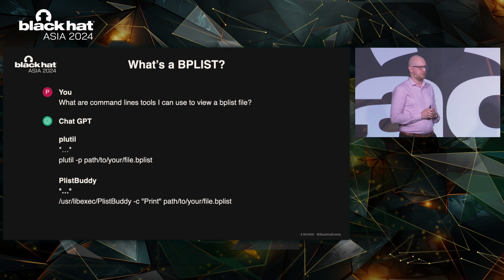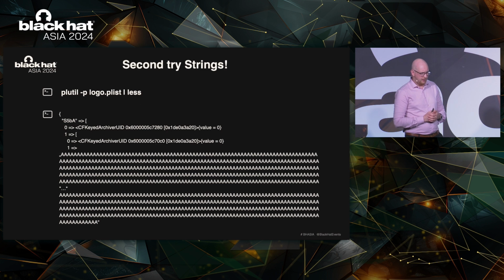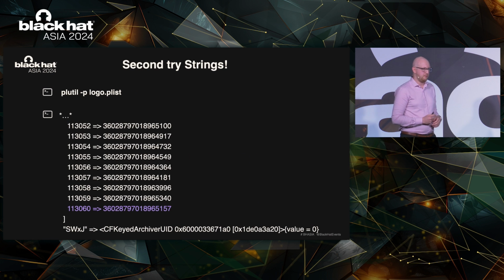And once again, ChatGPT is a very good help here. We have two tools which are very good for that. Let's start with plutil. If we start directly at the beginning of the file, we can see, once again, a lot of A's. And if we go to the bottom, we can see that this specific bplist has like 113,000 entries. This is not really helpful for analysis.